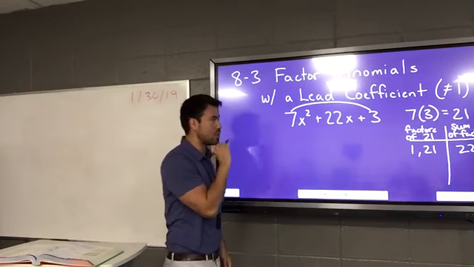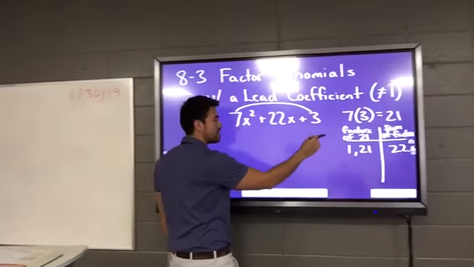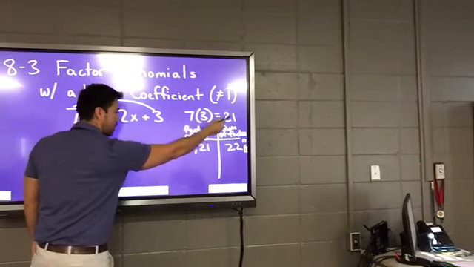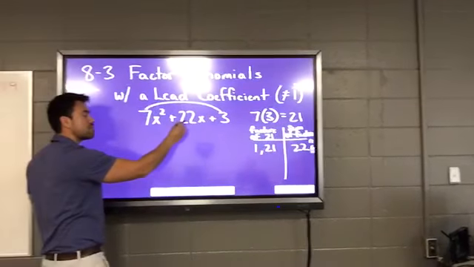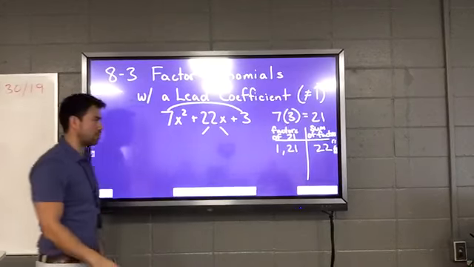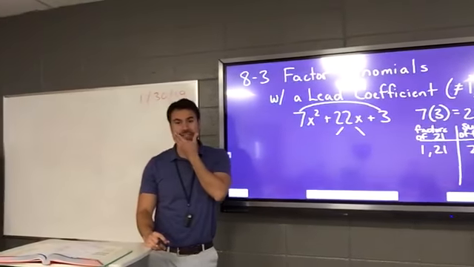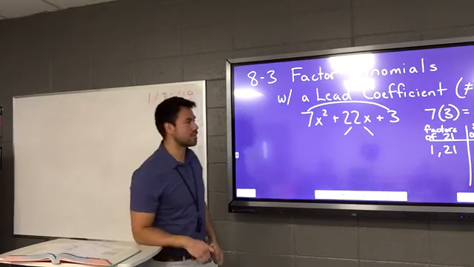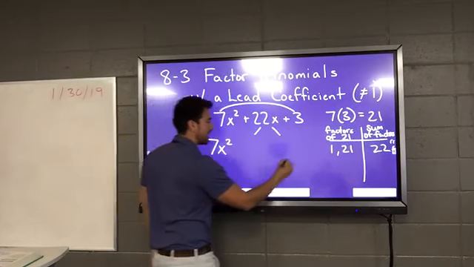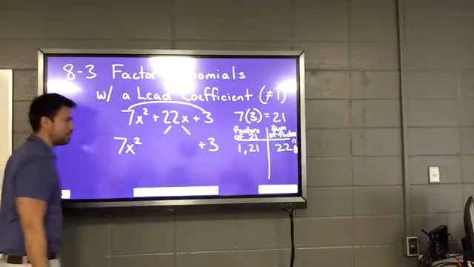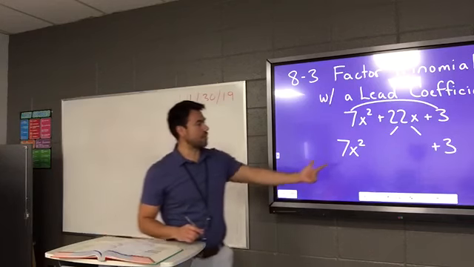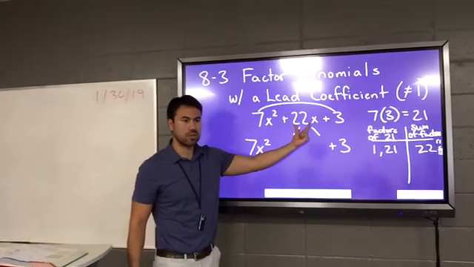Okay, ready? After you get the two numbers that multiply to get you 21 and add up to be that middle coefficient, you're going to do this. You're going to break down this middle term into two terms. Oh, why would I do that? Well, you'll see in a moment. I want you to keep the first term, 7x squared, and keep the last term, positive 3, the same. Leave them alone. They're still good. We're going to use them. But what in the world am I going to break down 22x into?